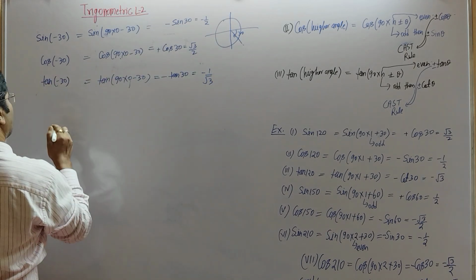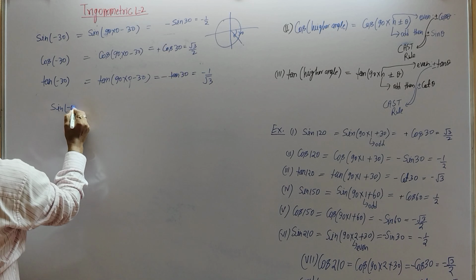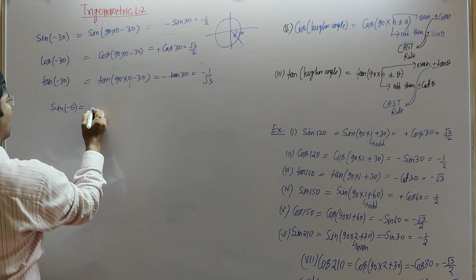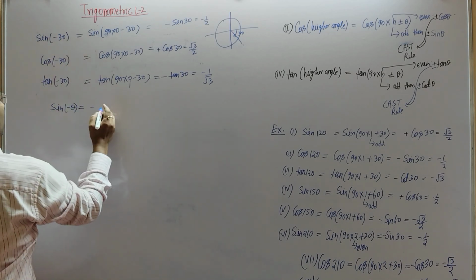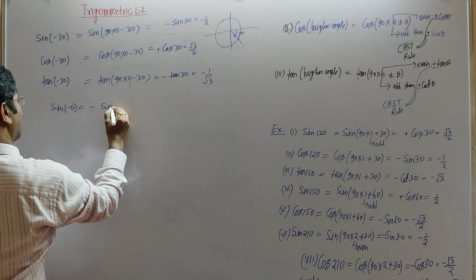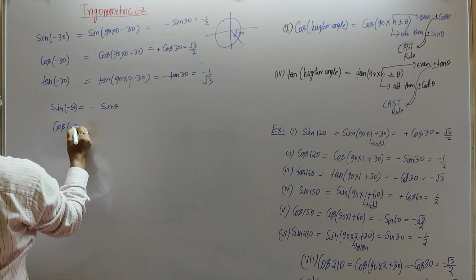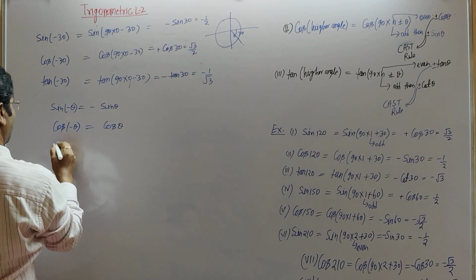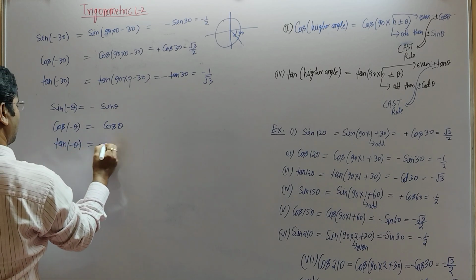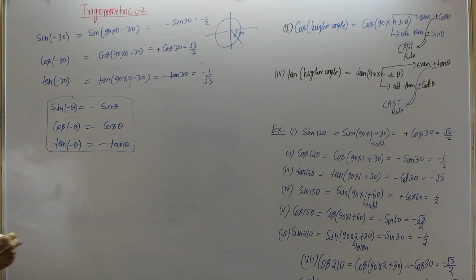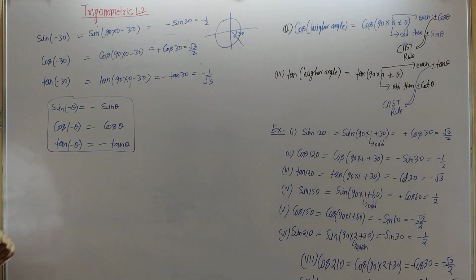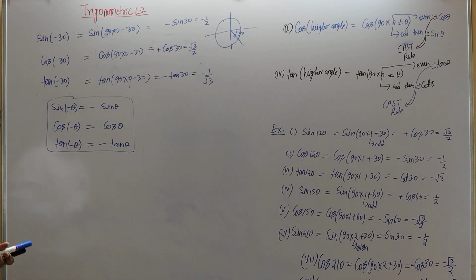So we can make one formula here: whenever you see sine minus theta, you write sine minus 30 as minus sine 30. So for any theta, any angle, the minus will come outside, and sine theta. Similarly, cos minus theta will be positive cos theta, and tan minus theta will be negative tan theta. So sine minus theta is minus sine theta, cos minus theta is cos theta, tan minus theta is minus tan theta. Clear? So this part is over.